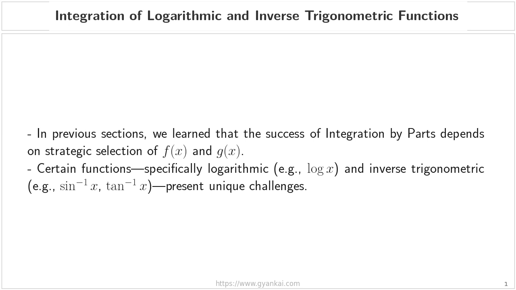The reason they're tricky is that while it's usually easy to find their derivatives, that is, how their values change, finding their antiderivatives, or integrals, directly can be quite difficult. We'll see in the following slides why this is the case, and more importantly, how to overcome this challenge. We'll be learning a specific technique to handle these types of integrals effectively. So, keep this in mind as we proceed. These functions require a slightly different approach.